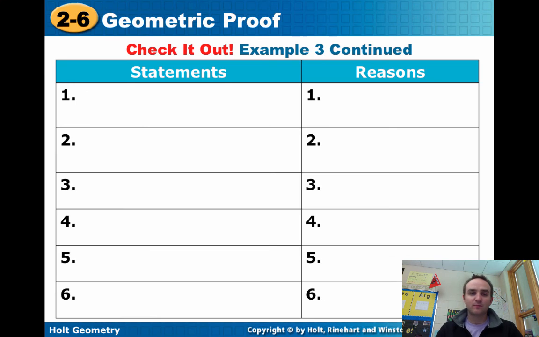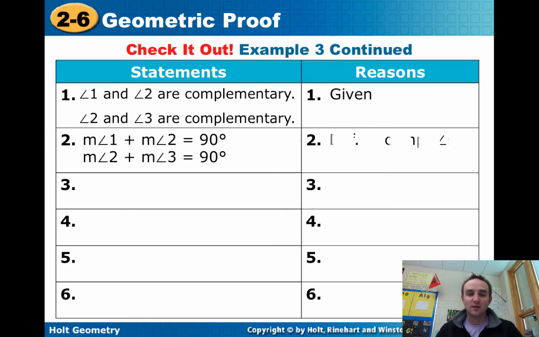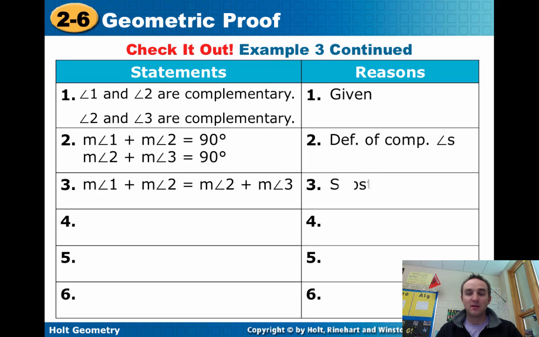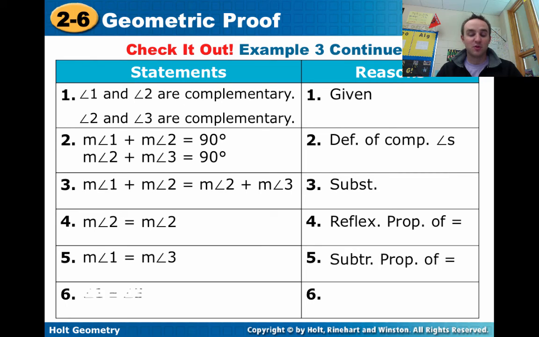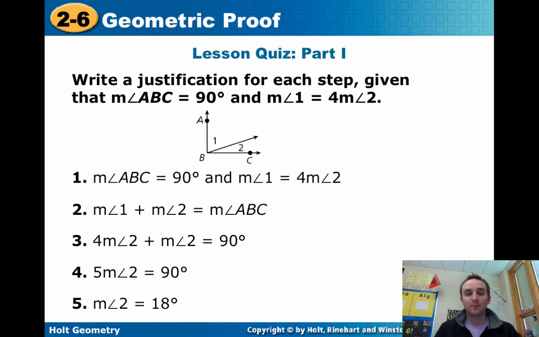So if we take a look, like we said, the given, and we said definition of complementary, substitution, reflexive property, subtraction property, and then finally definition of congruent angles. So we're going step by step based off that proof. Here's your quiz. I want you to pause it, try it out, see what you can do, come on back, see if you got it.